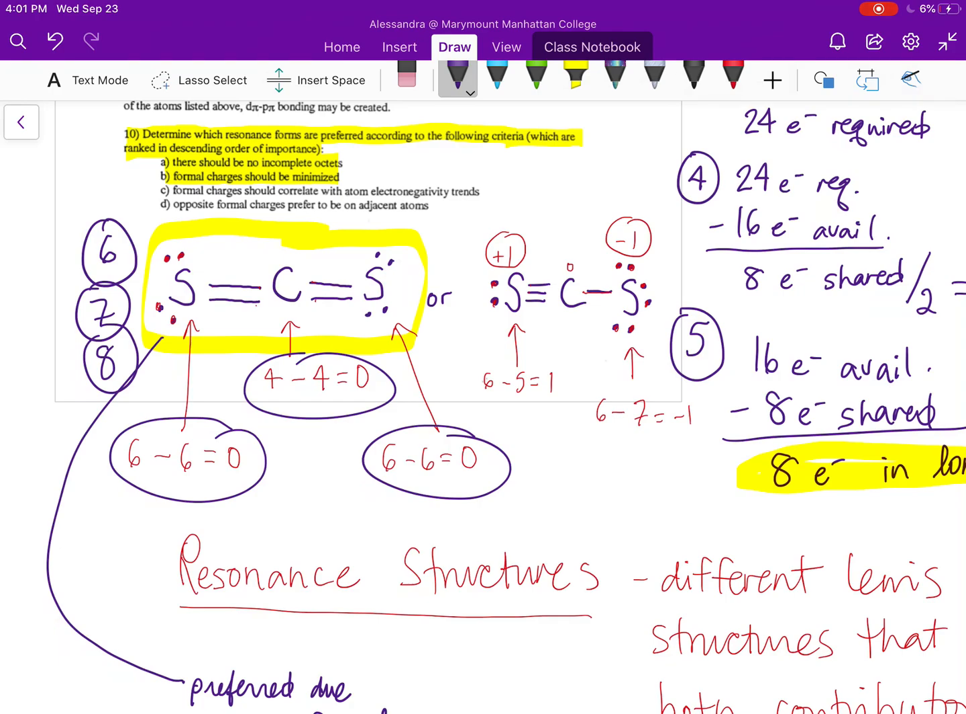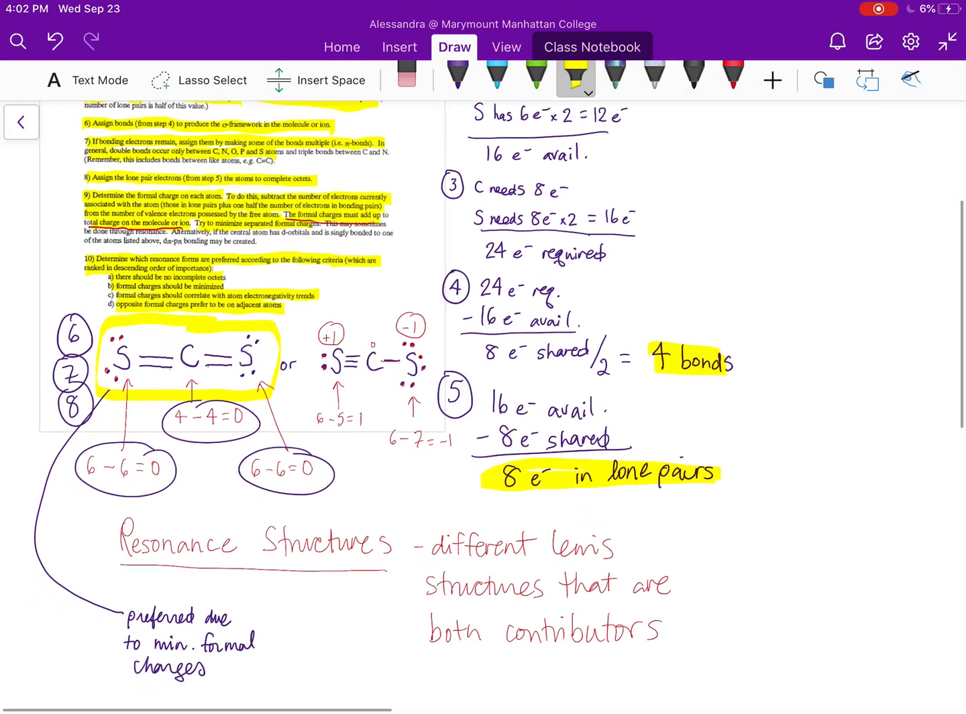In a subsequent example, we will go further and talk about how formal charges should correlate with atom electronegativity trends. What that means is that more electronegative atoms are better able to bear negative formal charges, whereas more electropositive atoms are better able to bear positive formal charges. And finally, if you have to have formal charges, opposite formal charges prefer to be on adjacent atoms.